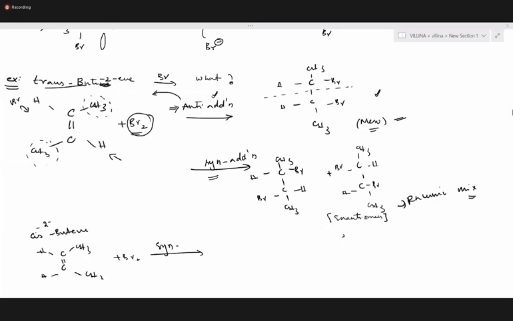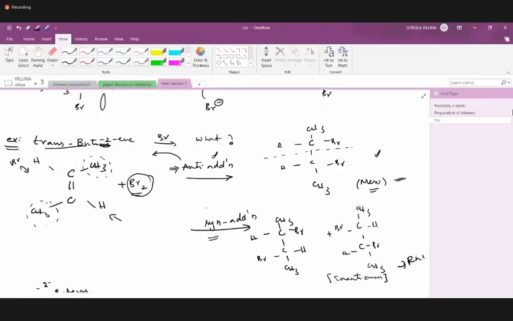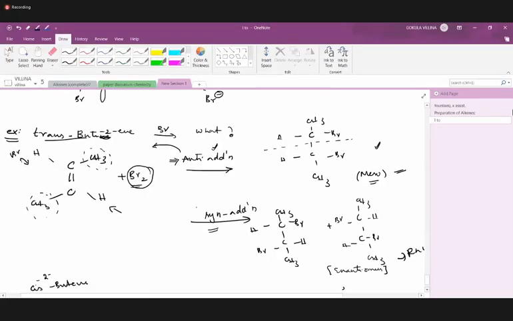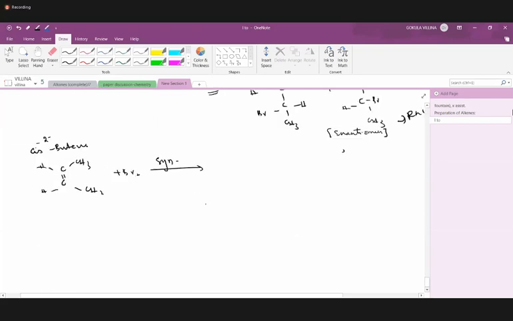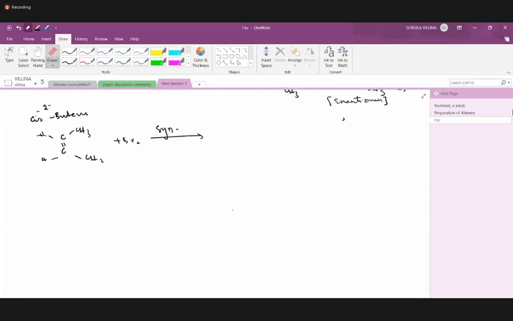How come in anti we add from the opposite side? So how are the bromines on the same side? For that we have to write the wedge-dash formula. Wait, I'll show you how.